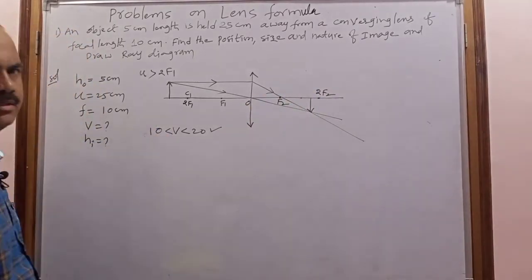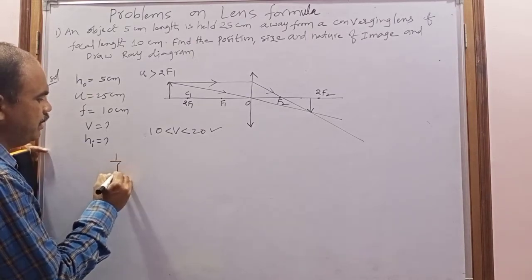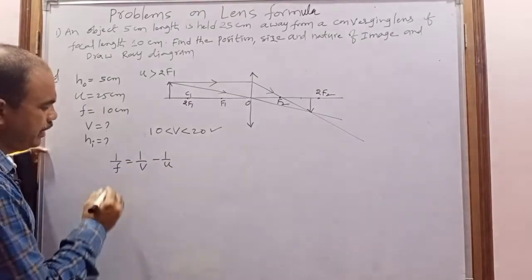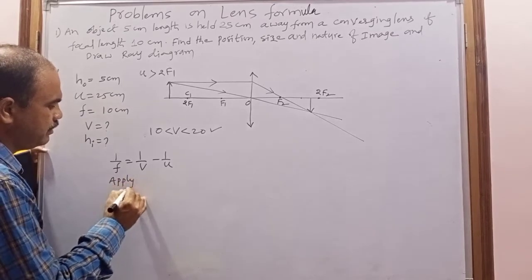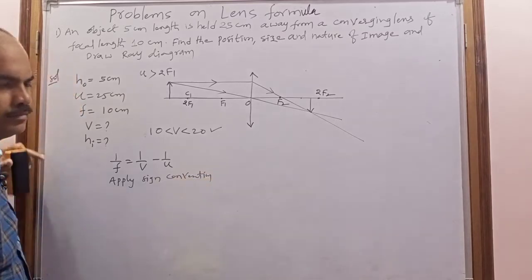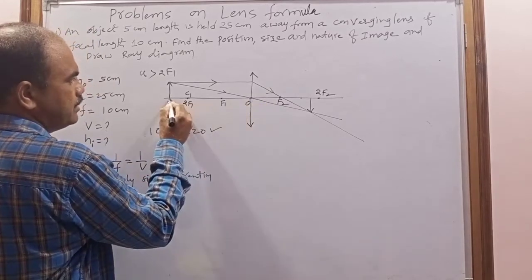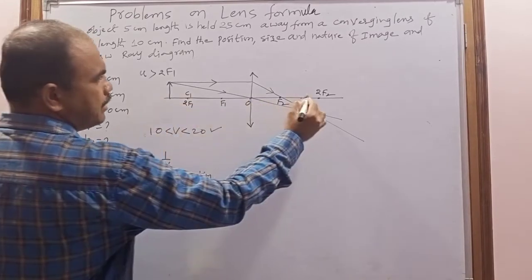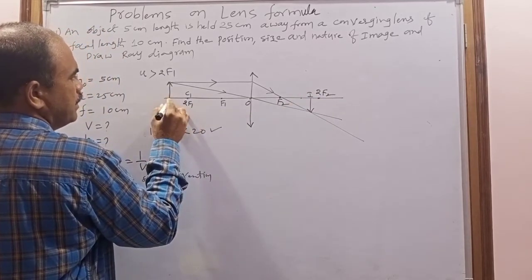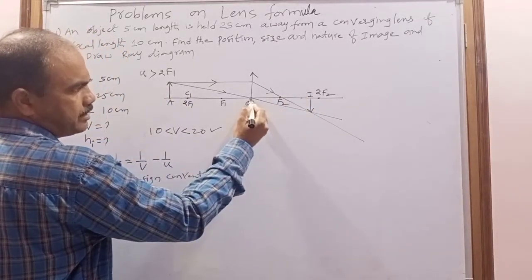Now I am going to check. What is the suitable formula? The lens formula: 1 by f equal to 1 by v minus 1 by u. Next, apply the sign convention. All the distances are measured from the optic center. This is the optic center, this is the object and this is the image. When you measure the object distance, all distances are measured from the optic center.